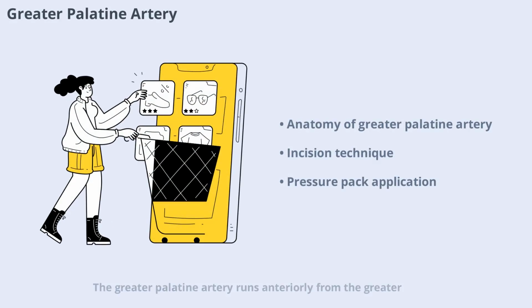The greater palatine artery runs anteriorly from the greater palatine foramen in the submucosa of the hard palate. Incisions should be made parallel to this vessel to avoid injury. Accidental injury causes copious bleeding, and application of a clamp is difficult.